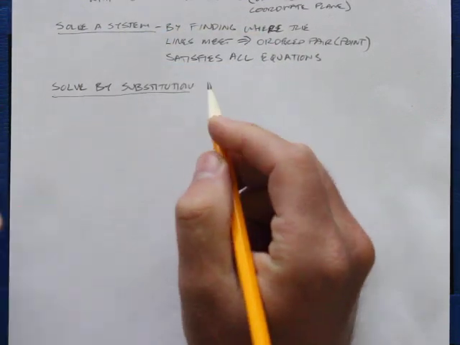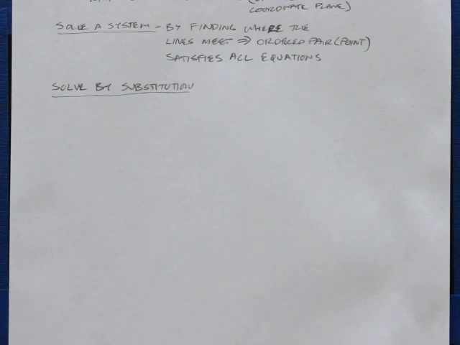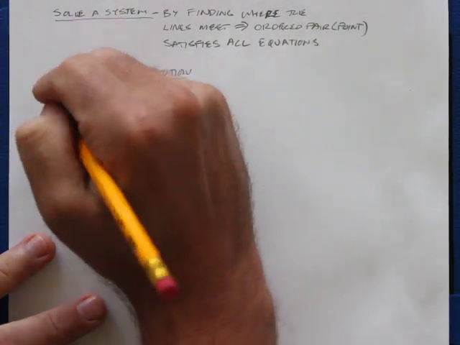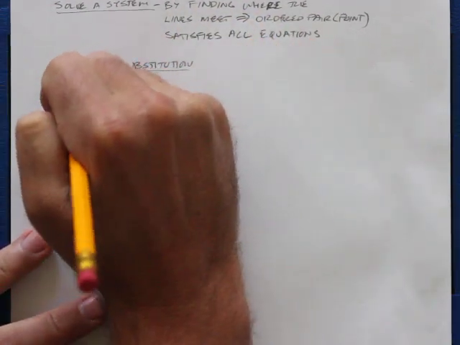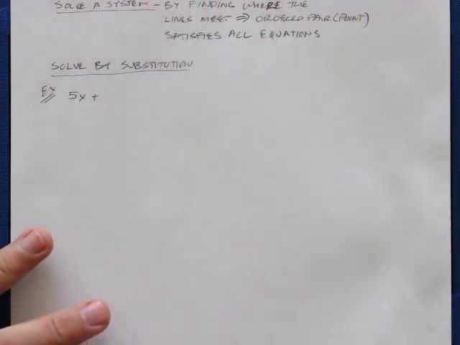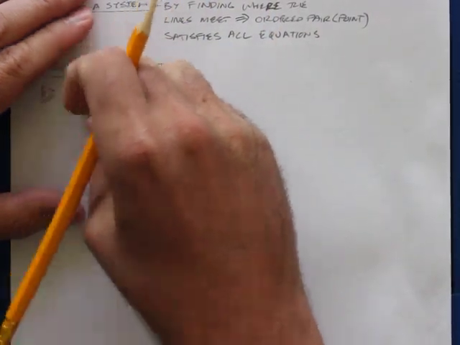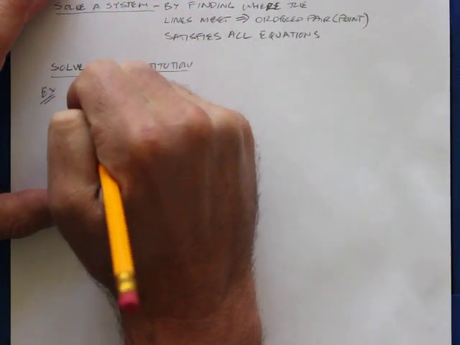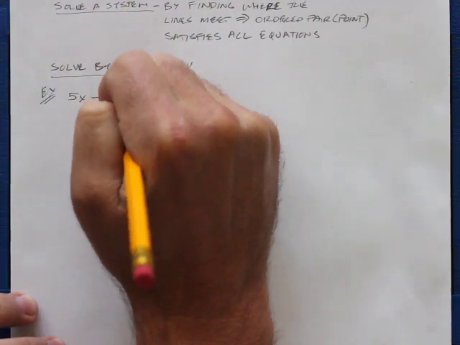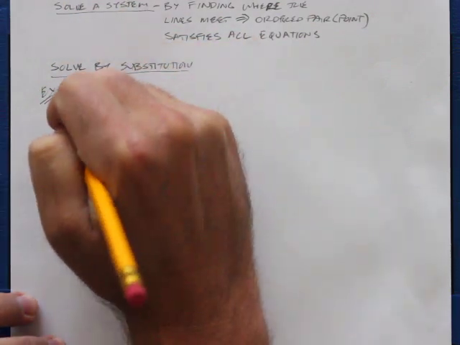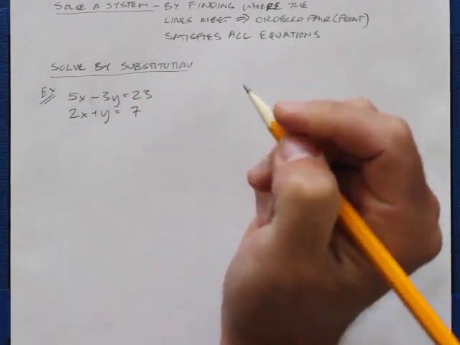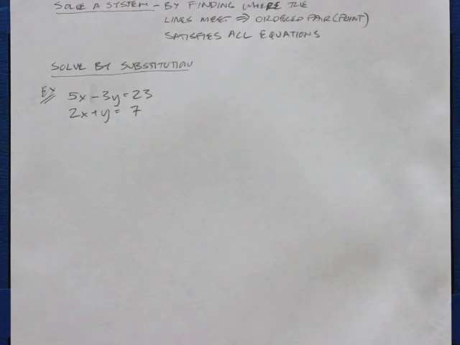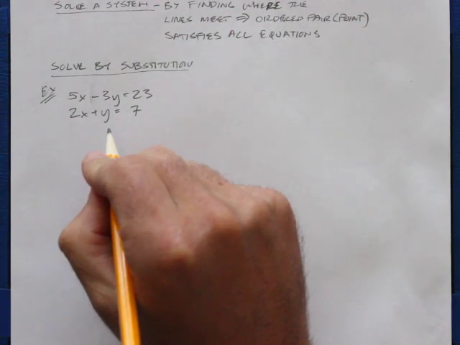So we're going to look at two different ways of solving systems of equations in this lesson. And the first one is solve by substitution. So I've got 5x minus, not plus, sorry, 5x minus 3y equals 23. And I've got 2x plus y equals 7. So I'm going to solve by substitution.